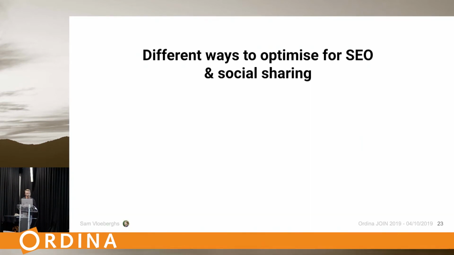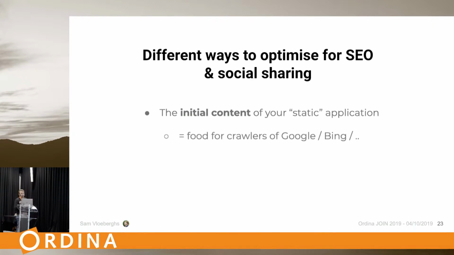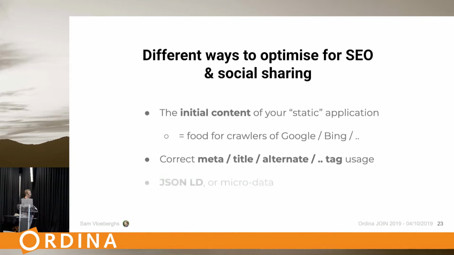There are different ways, and basically those ways are totally independent of Universal. The main idea is that you want to have meaningful initial content when you load the application, meaning it's static HTML, which is, of course, the input and the food for crawlers of Google, Bing, etc. And we want to have correct meta tags, title tags, alternate tags, whatever. And of course, other things like microdata or JSON-LD linked data, which give you a lot more detailed context of what your application or the page has to offer to your potential visitor.